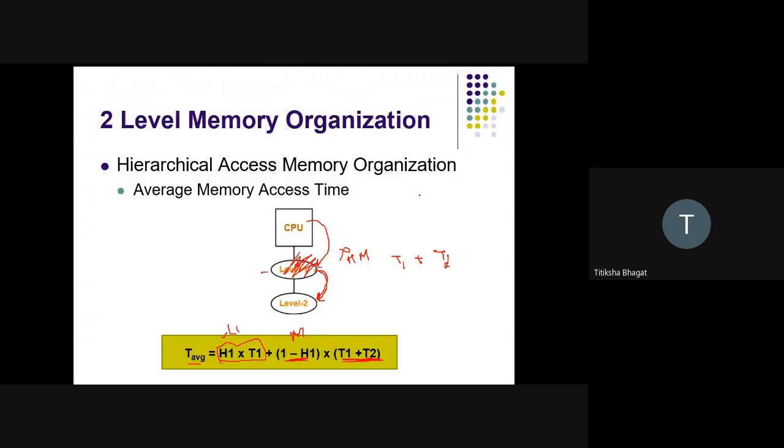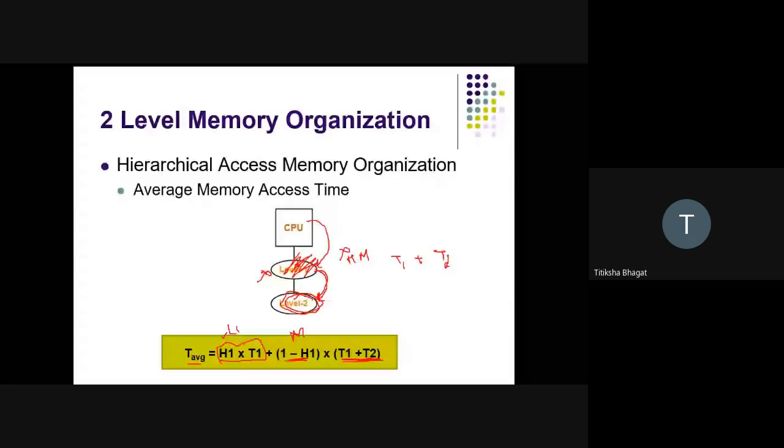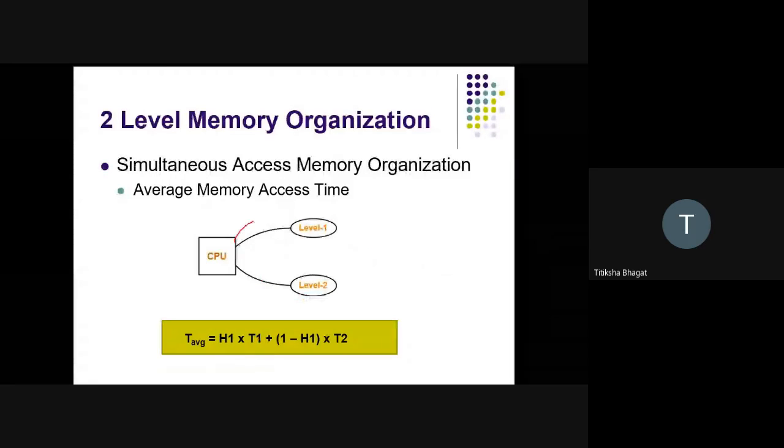Because I'm going to this level 2 after completely searching level 1. But in the previous case I was searching level 1 and level 2 simultaneously. So it may happen that the data is present in level 2, I got the data in level 2. So the time required for T1 will not be added during this time. So this is the formula. You can note it down.